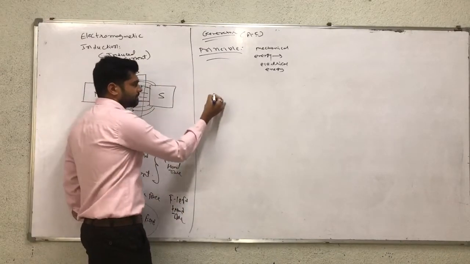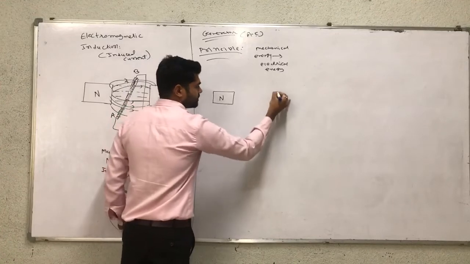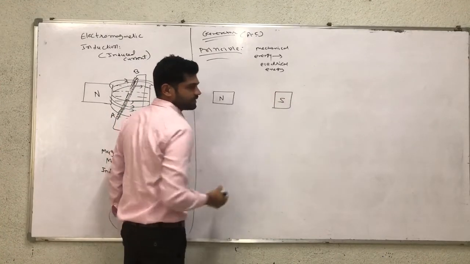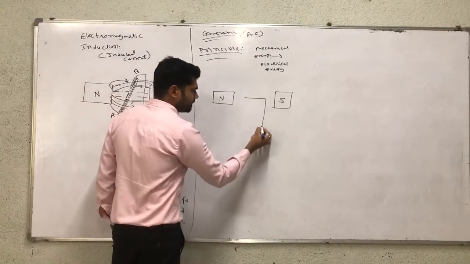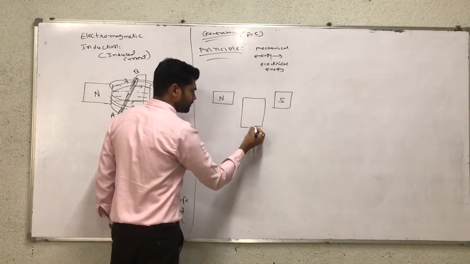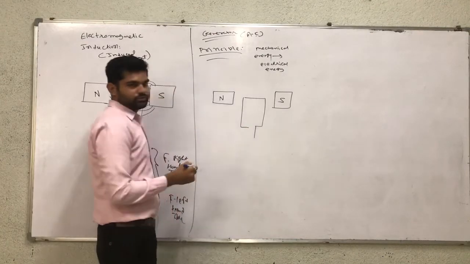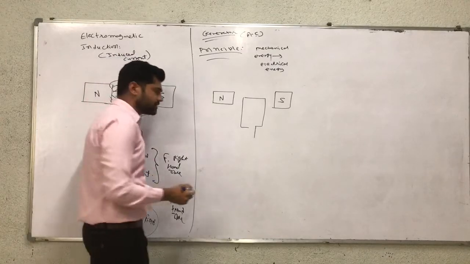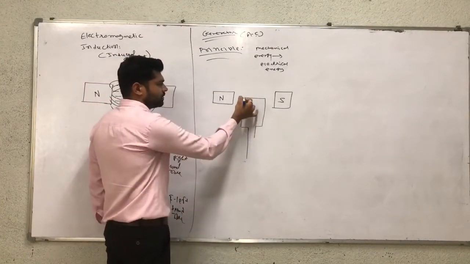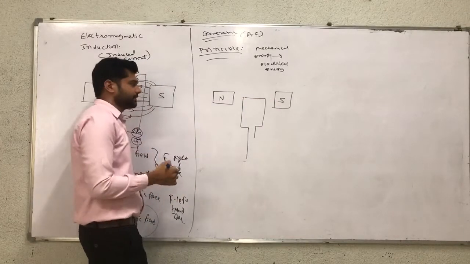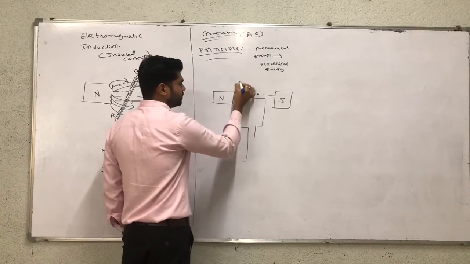Now the diagram: two poles of a magnet are fixed, the north and south pole. Between the two poles we have a rectangular shape made of electric conducting wire. Now the magnetic field is from north to south pole.